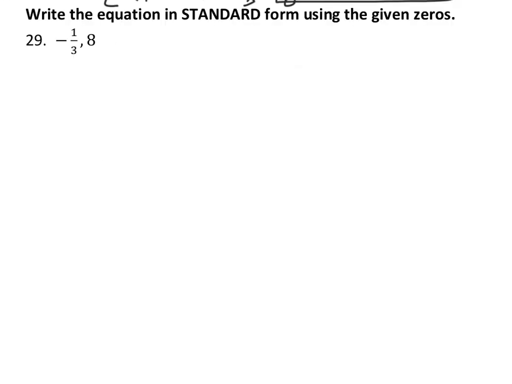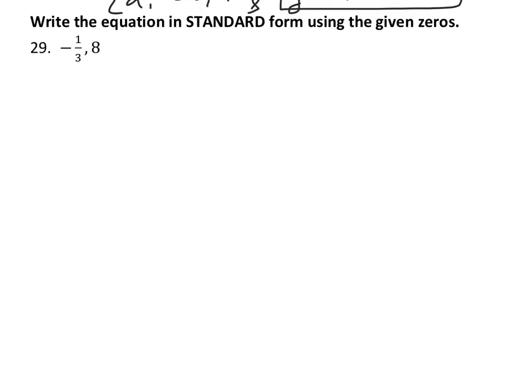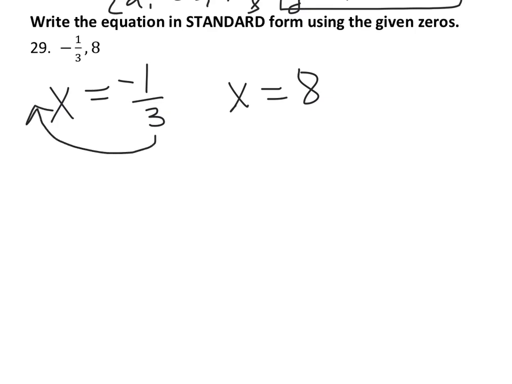Now in problem 29, we have to set these zeros equal to x, because that's what we got when we got the zeros. We got that x equals a negative 1/3 and x equals 8. And now what I need to do is rewrite these zeros as factors. Well, in order to get that 1/3, I had to subtract the negative 1 and divide by 3. So what I'm going to do is the opposite. I'm going to multiply by 3, which means I'm going to put a 3 here.